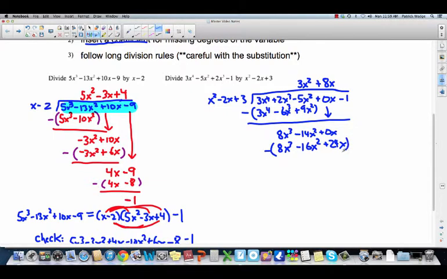Subtract all of it. First ones cancel out. Negative negative is a positive, so this is actually 2x squared. 0 take away 24x is negative 24x, and you're going to bring down your negative 1. What do you multiply x squared by to get 2x squared?